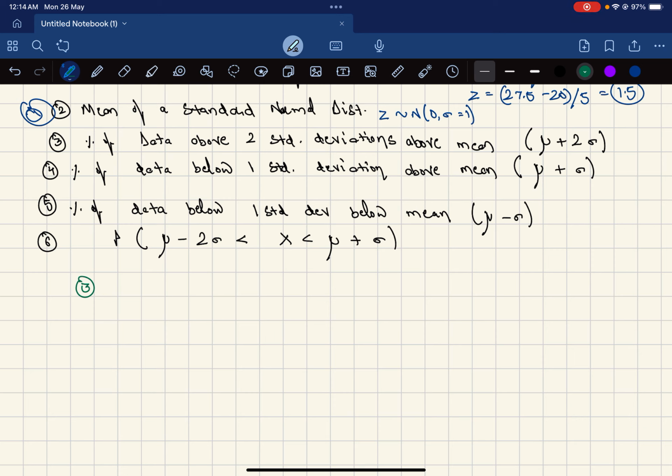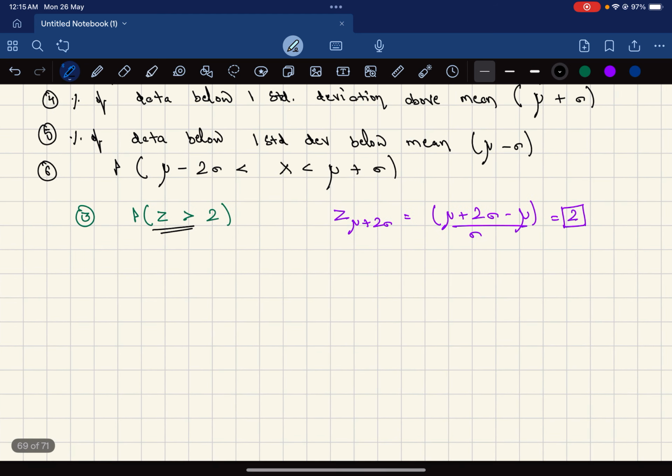The percentage of data above 2 standard deviations above the mean, which is P(z greater than 2). This is because if we compute the z-score for mu plus 2 sigma, this will be computed as (mu plus 2 sigma minus mu) whole upon sigma, which comes out to be 2. Now, how do we get this particular probability without using the standard normal tables? So, how do we do that?